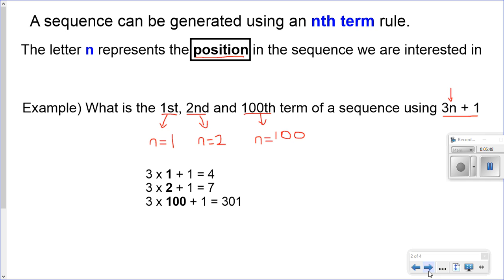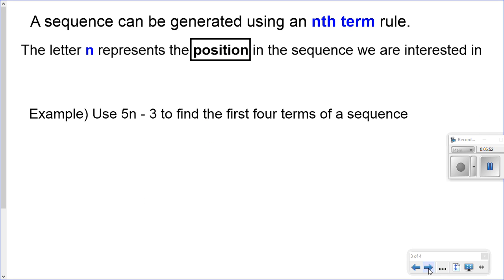Let's have a look at another example where we can actually see our sequence a little bit more clearly. So here's our next example. Use 5n minus 3 to find the first 4 terms of a sequence. So we're not told specifically find first term, find fifth term, find 10th term, things like that. It says we need to find the first 4 terms of a sequence.